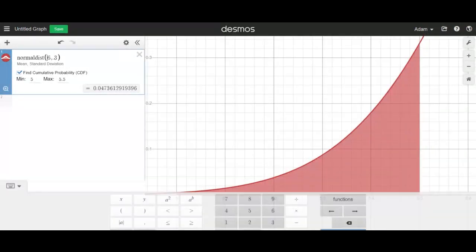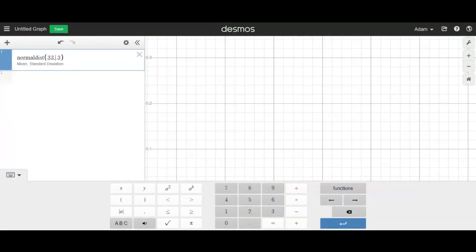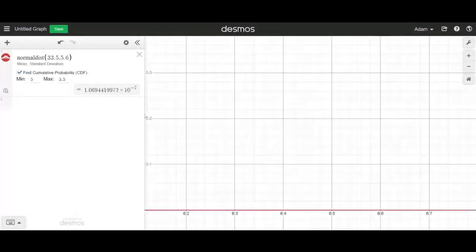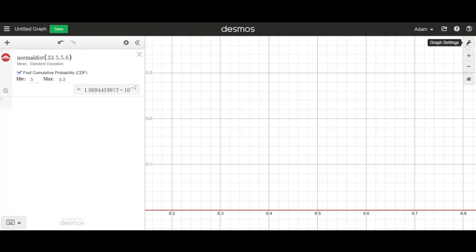Okay, so this is 33.5, 5.6. So I'm typing it in here: 33.5, 5.6. I mean, you can see we really, wait, no, that should be a comma. There we go. You can see we really can't see it, but let me see if I can scroll over. Actually, here, let me do it this way.